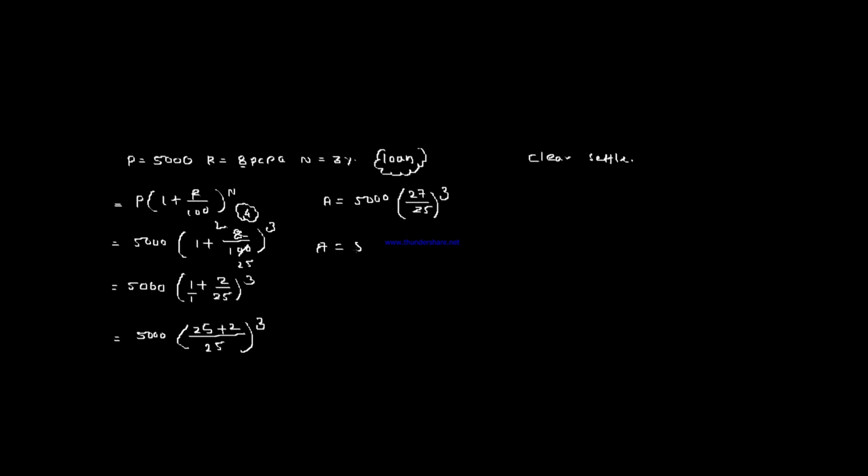Now, since there is a cube over there, we will not compute the cube of these numbers. We'll simply write it 3 times. Now we can do the division like this. 25 2s are 50, so you will get 200 into 27 into 27 into 27 upon, there are 2 more 25s, so here 25 8s are 200.